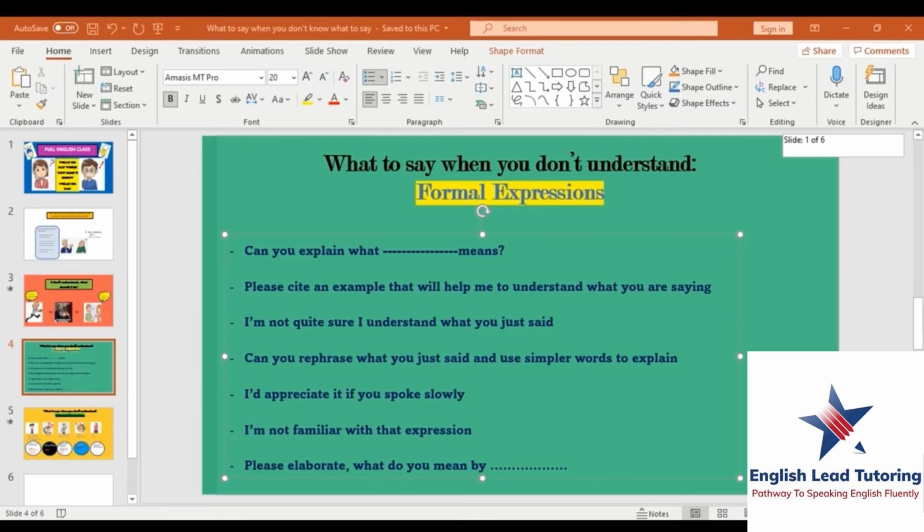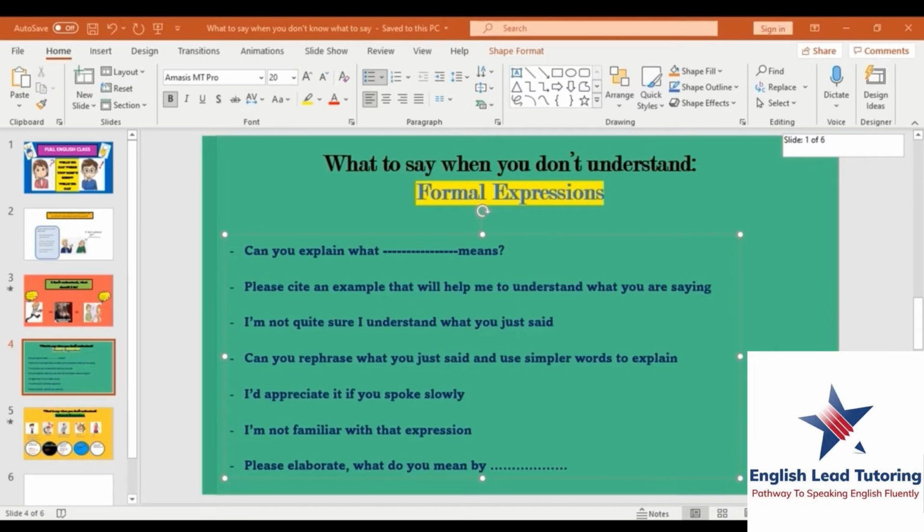Another thing you can say using formal language is, please cite an example that will help me to understand what you're saying. Now, if you're like me, I do very well with examples. So if someone is explaining something to me and I don't understand, what helps me most of the time is if that person is able to use an appropriate example to help me to understand what they're saying. So if you're like me and you want the person to use an example to help you, then you could say, please cite an example that will help me to understand what you're saying.